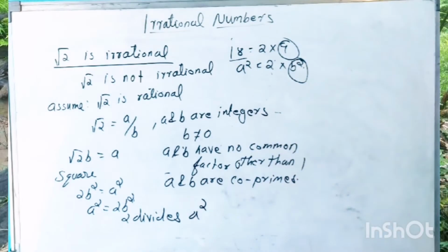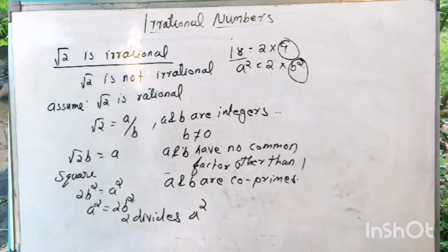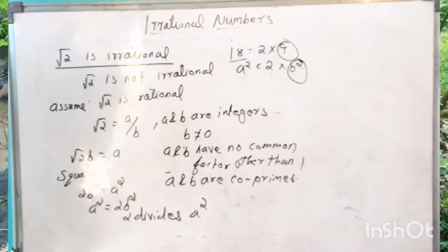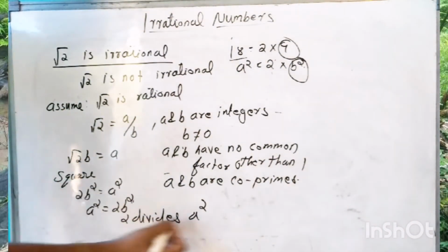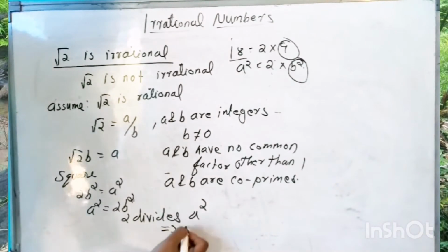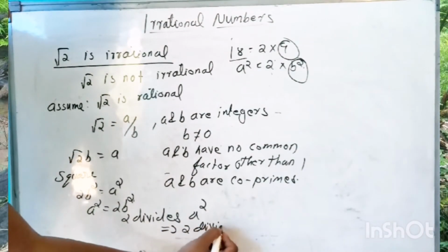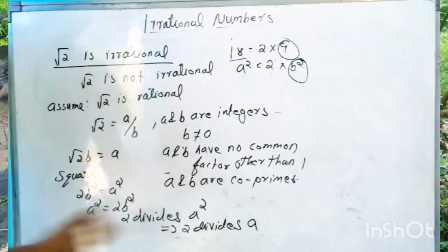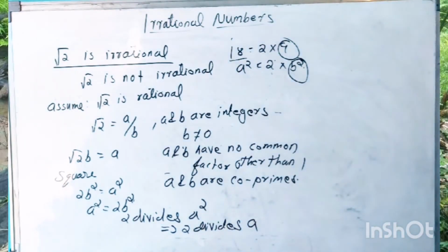And we discussed one theorem. What does that theorem say? If P divides A square, then P divides A also. Here this 2 is a prime number, so we can apply that theorem. 2 divides A square. This implies 2 divides A also.